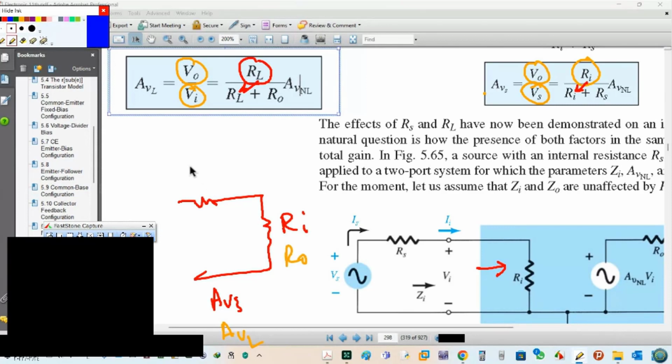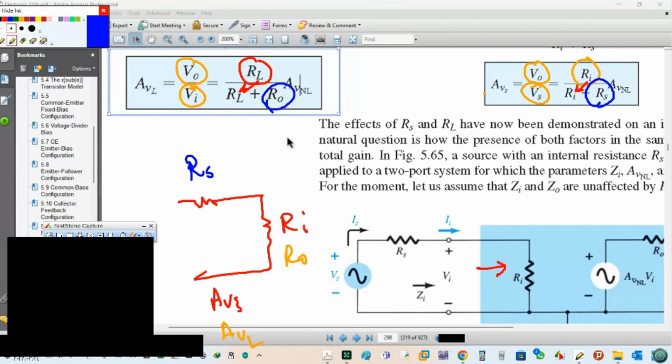In input we have here RS. In output we have RO. So this is the easiest comparison if you want. In both we are using a voltage divider. So in AV load it is RL over RO plus RL. In AVS it is RI over RI plus RS.